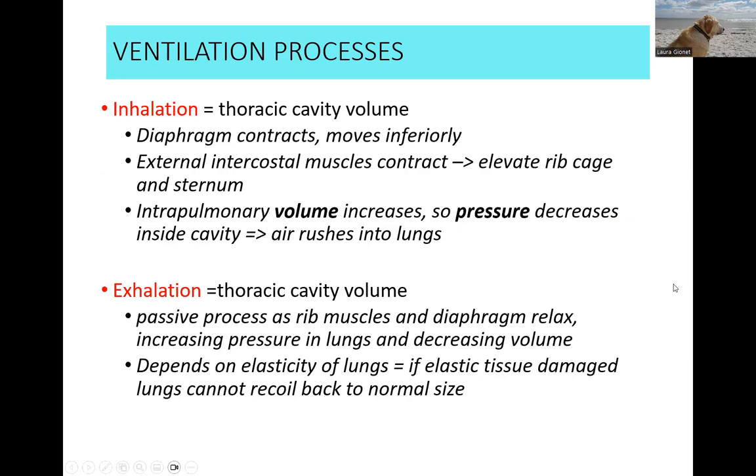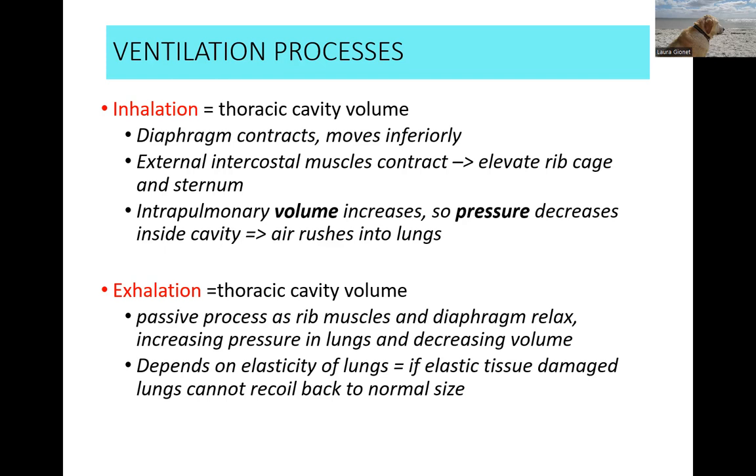Right, the ventilation process includes inhalation and exhalation, and that's one cycle. In inhalation, the thoracic cavity volume is going to increase. And in exhalation, the thoracic cavity volume is going to decrease. So when you inhale, these things happen. The diaphragm contracts and drops downward, inferiorly. That's why your abdomen rises.